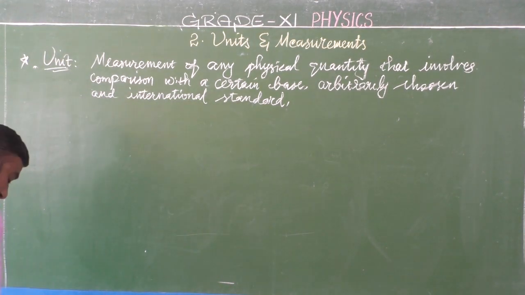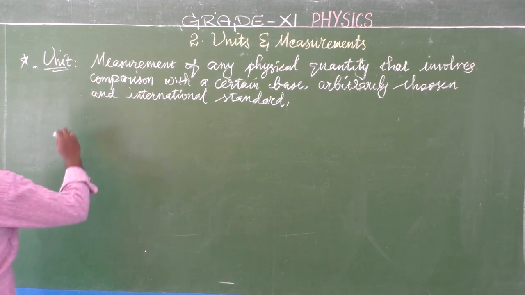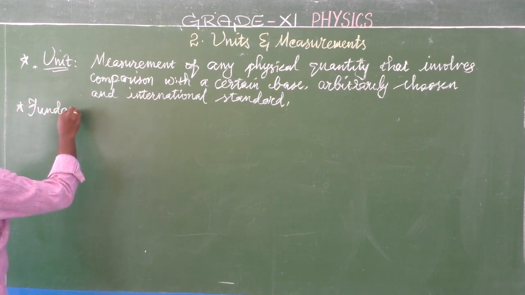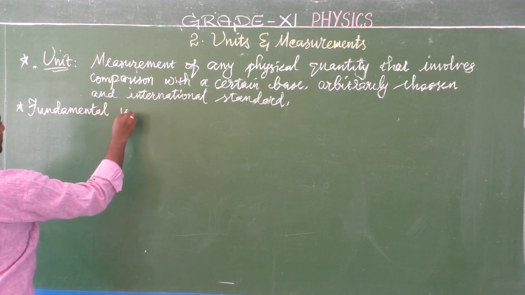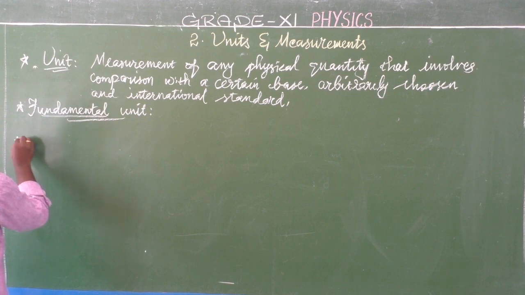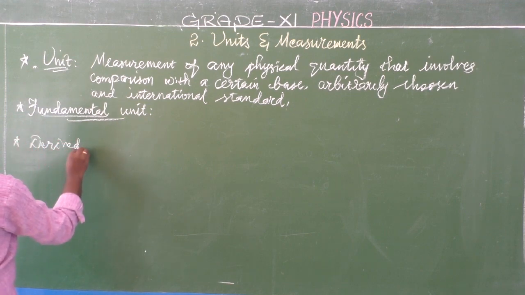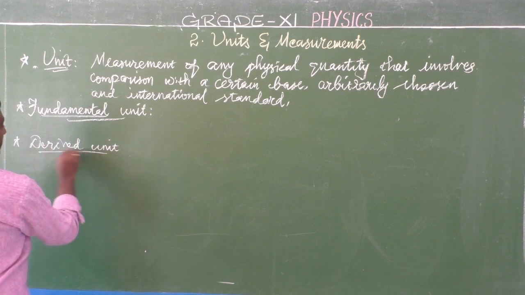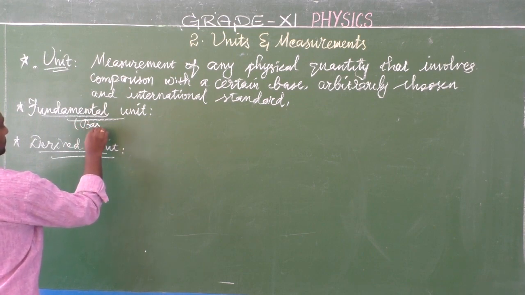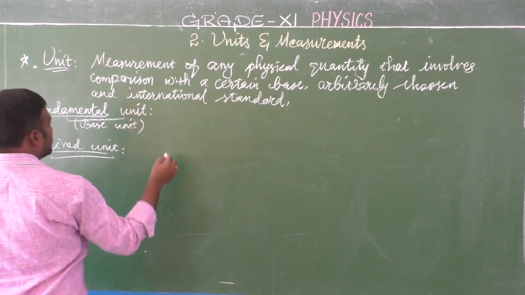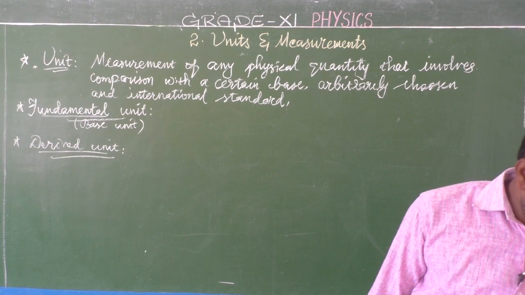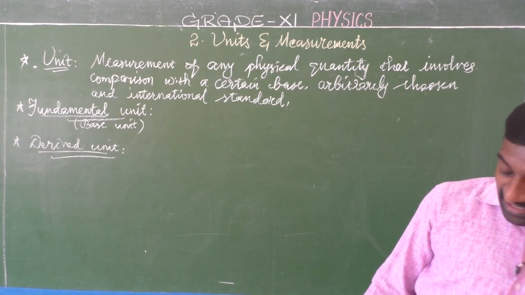After the unit, the next topic is fundamental units and derived units. What is a fundamental unit? Another name for the fundamental unit is base unit. A fundamental unit is a unit which is used for the fundamental quantity. It is nothing but the unit for the fundamental base quantity.